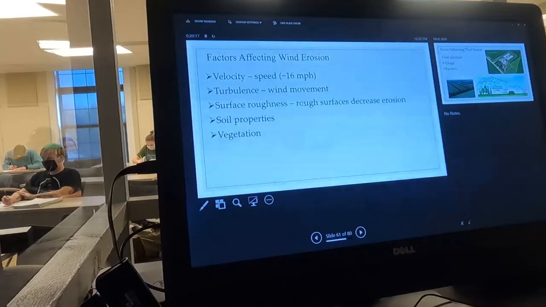Some of the factors that are going to affect that are going to be how fast the wind is blowing, so velocity and turbulence, the movement of the wind. Is that laminar or is it non-laminar? The roughness of our surface, soil properties, whether that be texture, compaction, and then finally vegetation.